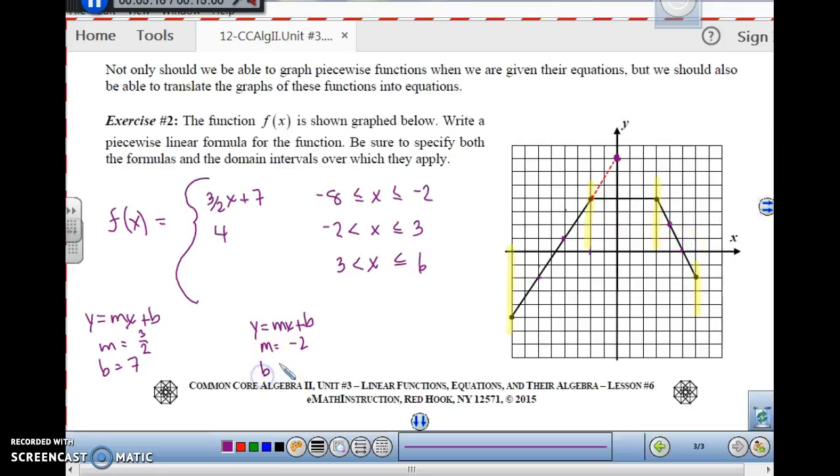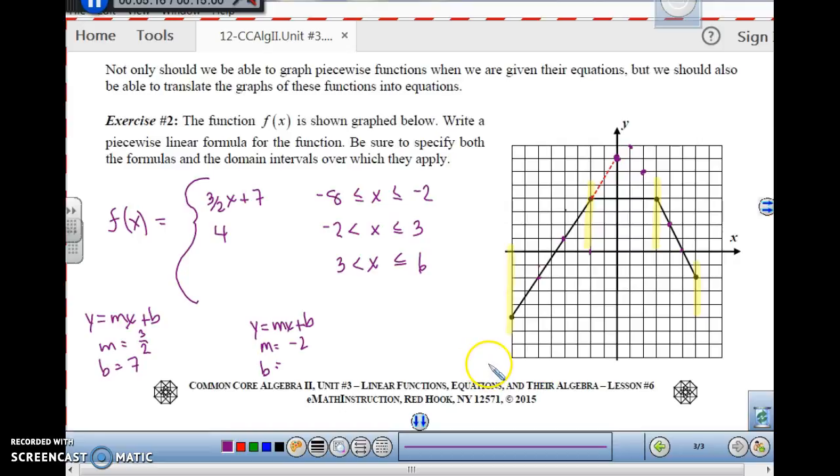All right, now what's my b value going to be? Well, if we want to go backwards, we would have to go up 2, back 1, up 2, back 1, and we'd have to keep going for this one. So our b isn't as easy because it goes off the graph.